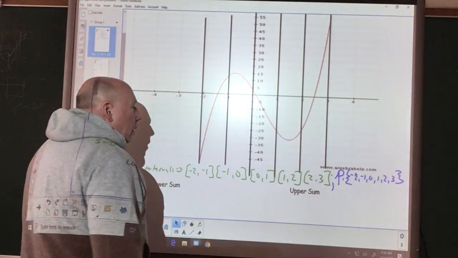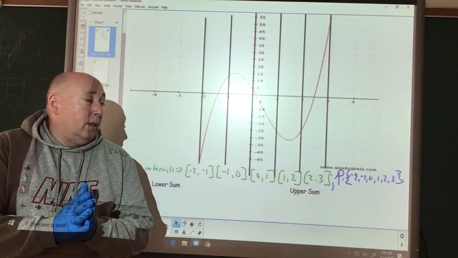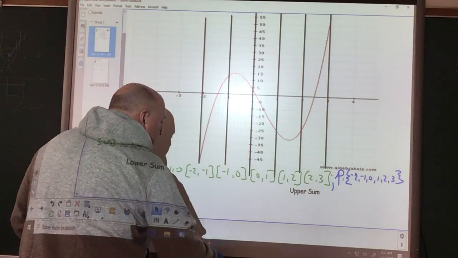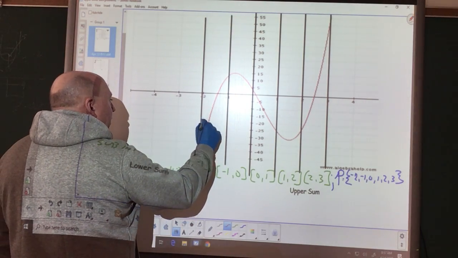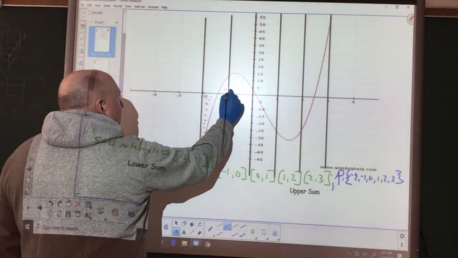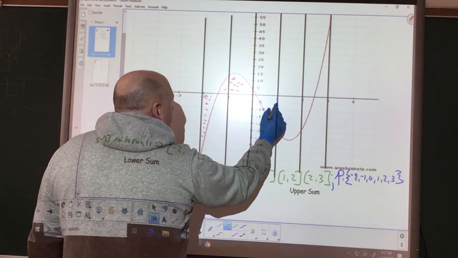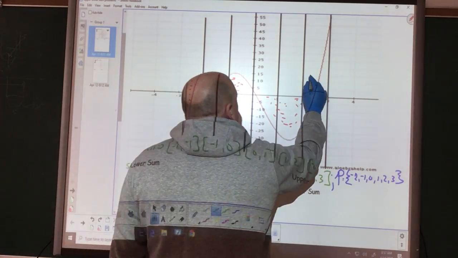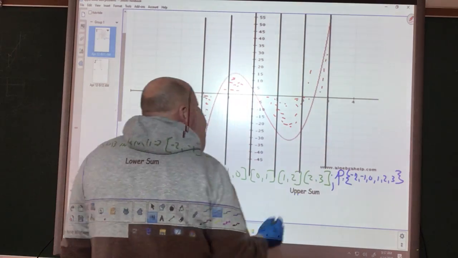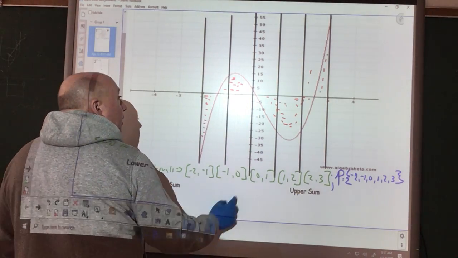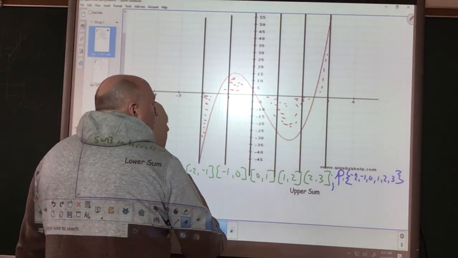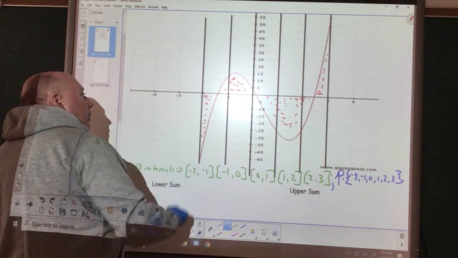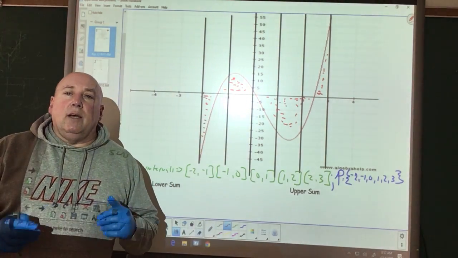Now, the lower sum. Once again, what we are trying to calculate is the area between the graph of the function and the x-axis. So we're trying to calculate all this area in through here. Should I color that in? There we go. We're trying to calculate all this area between the graph of the function and the x-axis. That's our idea of a definite integral.